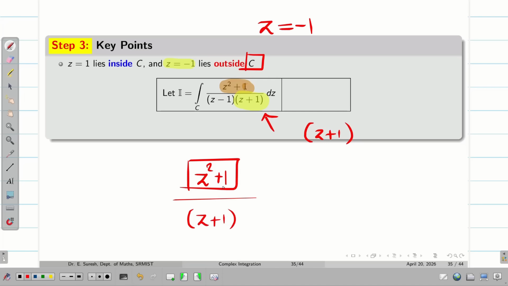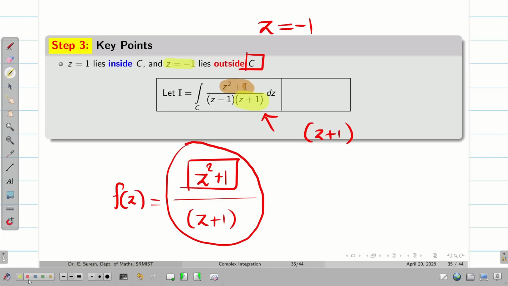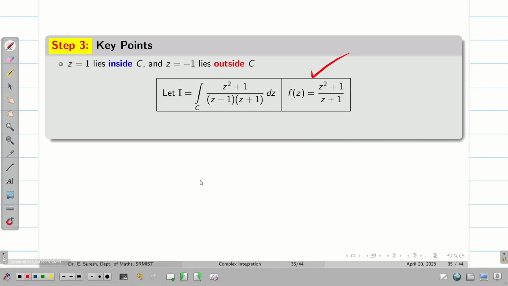So I will take z square plus 1 divided by z plus 1. This function is analytic both inside and on C. So I will consider this function as f of z. I cannot take z minus 1 because z equal to 1 is a singular point that lies inside C. When we apply 1, it is not analytic. Therefore, my small f of z is z square plus 1 divided by z plus 1. Since both are analytic, we can easily write f of z is also analytic inside and on C.